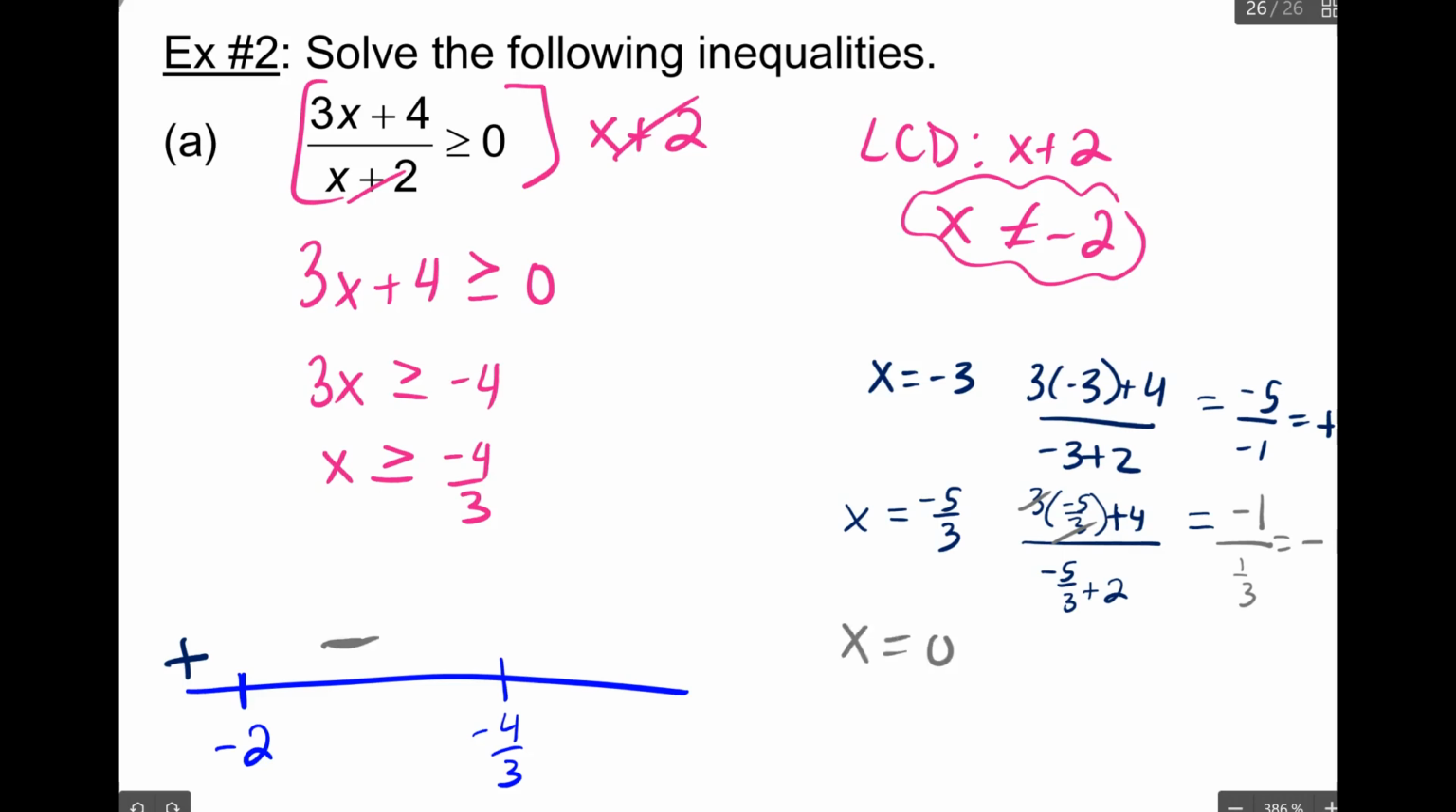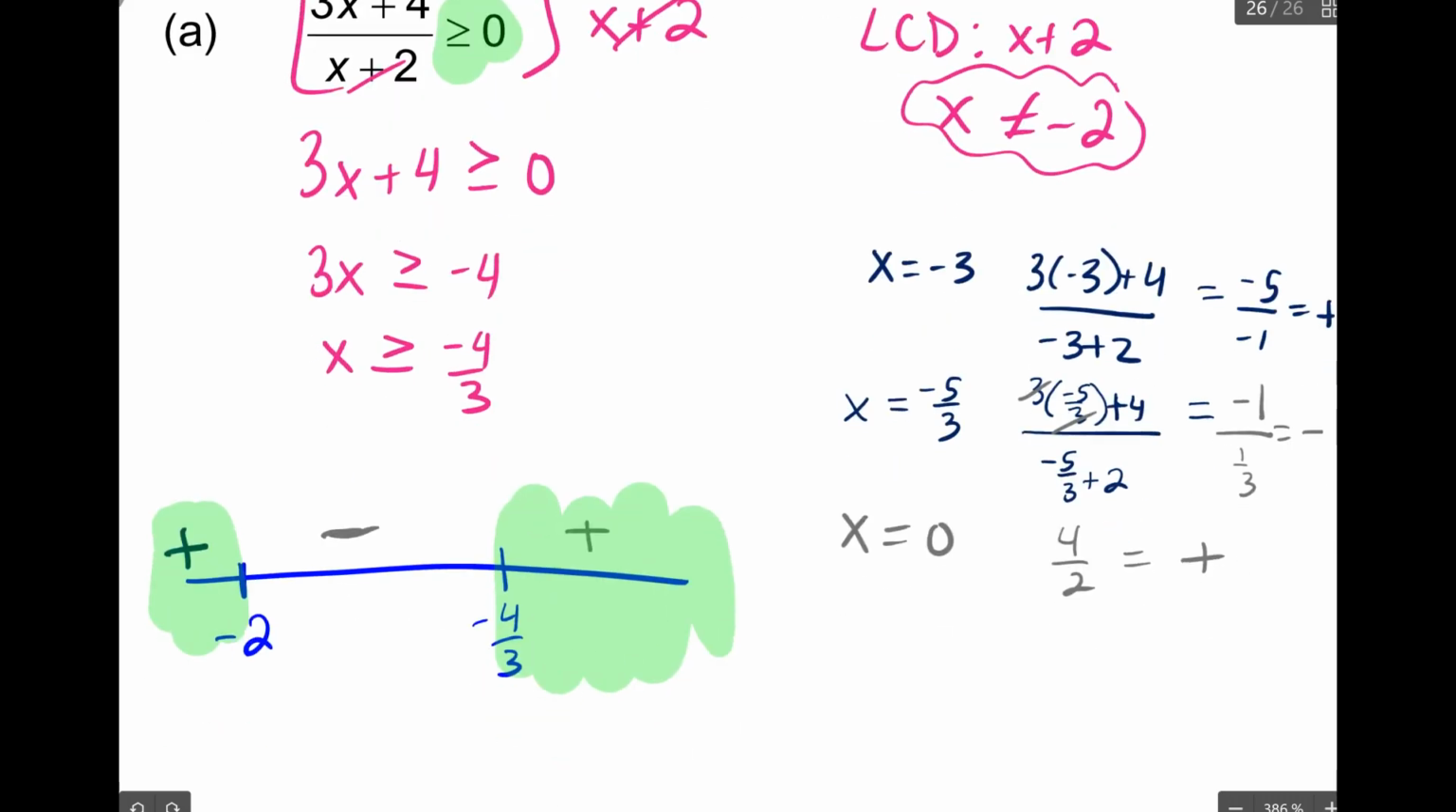That'd be a nice number. So I have 4 over 2, which is positive. Okay, so I'm trying to find where it's greater than or equal to 0. Alright, greater than or equal to 0 is going to be these two places. I can include my zeros.